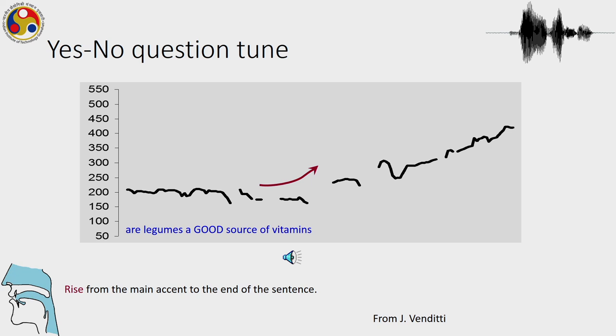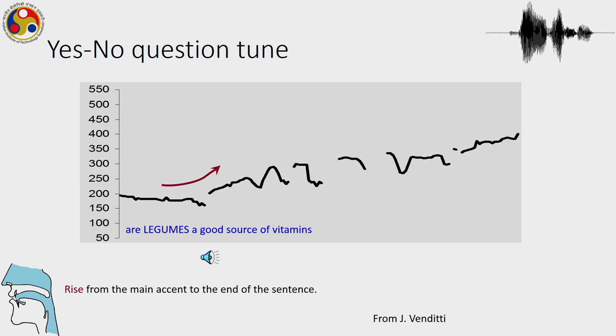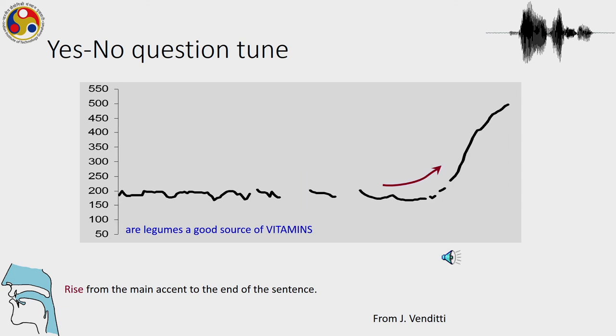The rise starts from the main accent, and if it is a sentence like "Are legumes a good source of vitamins?", where it's a yes-no question but the accented word is vitamins, the rise will start from the main accent to the end of the sentence. Are legumes a good source of vitamins? So basically in these three questions, the yes-no question was asking about either legumes, or good, or vitamins. Because the new information sought was with regard to all these different words, the rise will start from the accented word.